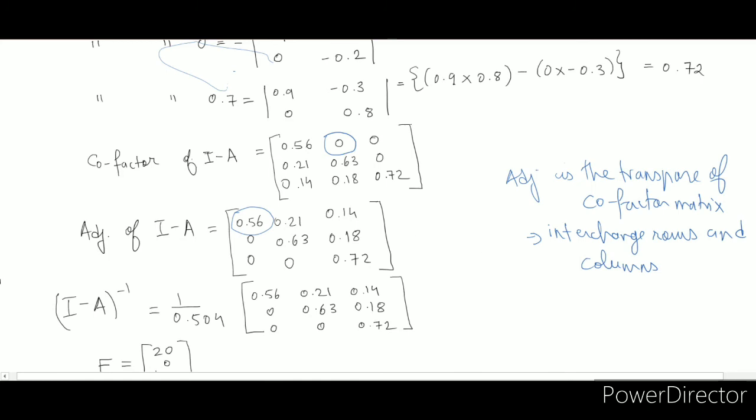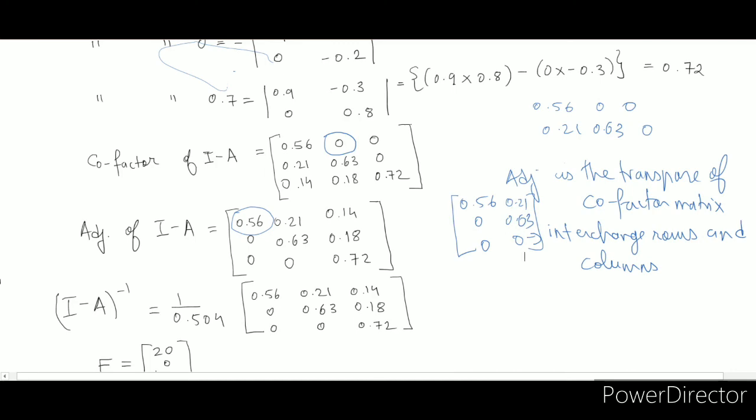So if you look here, these are your columns, right? Let's say for the first row, these are your rows. So if you look here in the adjoint matrix, they become your columns. Similarly, the elements of the second row become columns. So 0.21, 0.63, 0, and so on and so forth.